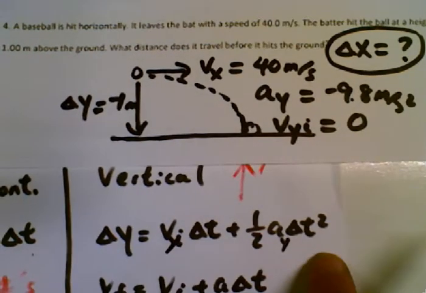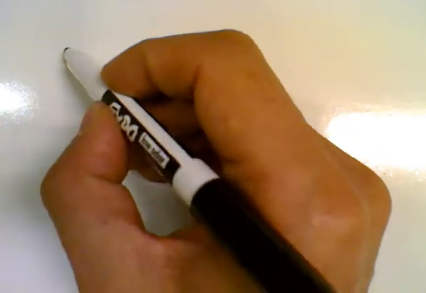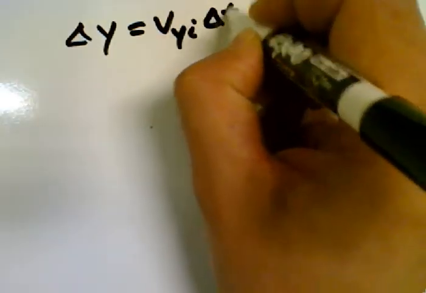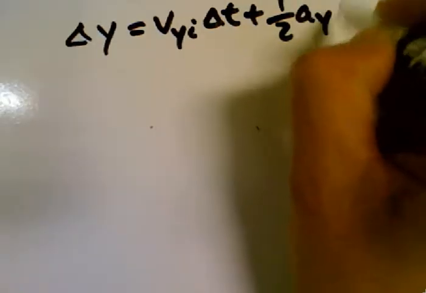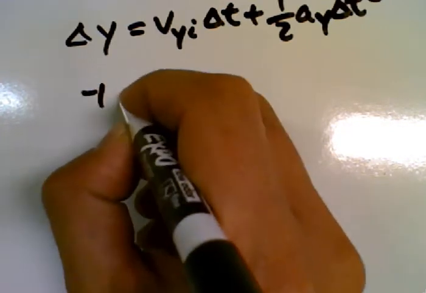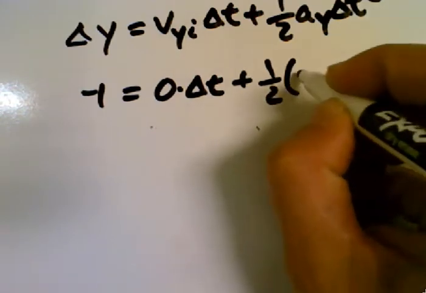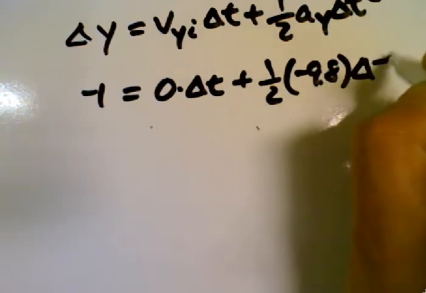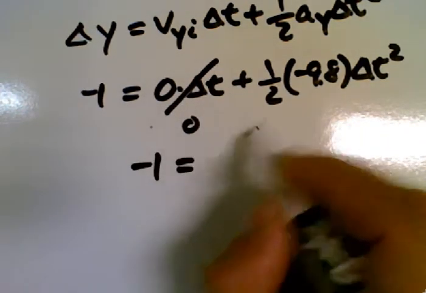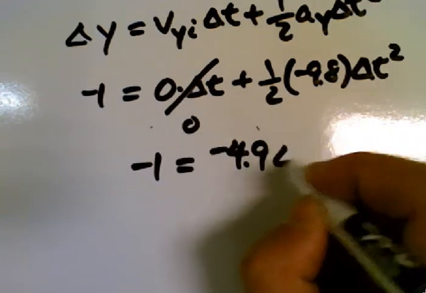So we're going to choose this equation and solve for the time. The equation we choose: delta y equals Vyi times the time plus 1/2 a y delta t squared. We plug in the numbers that we have: negative 1 for delta y, 0 times the time, plus 1/2 times negative 9.8, the acceleration, times the time squared. So that is 0, and negative 1 equals, this gives you negative 4.9 when you multiply 1/2 times negative 9.8.